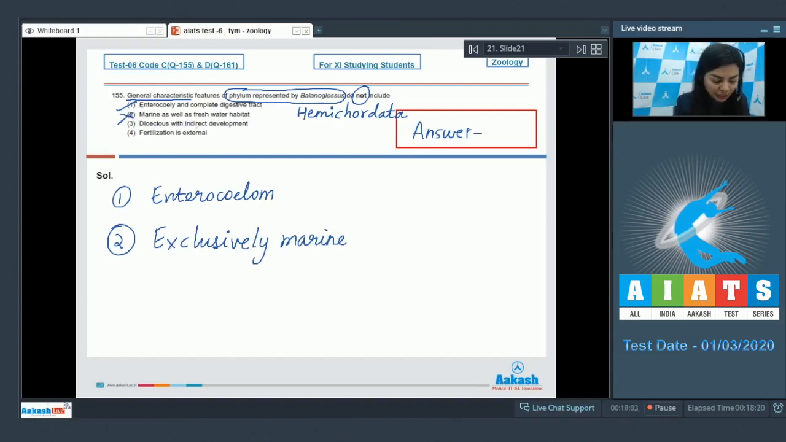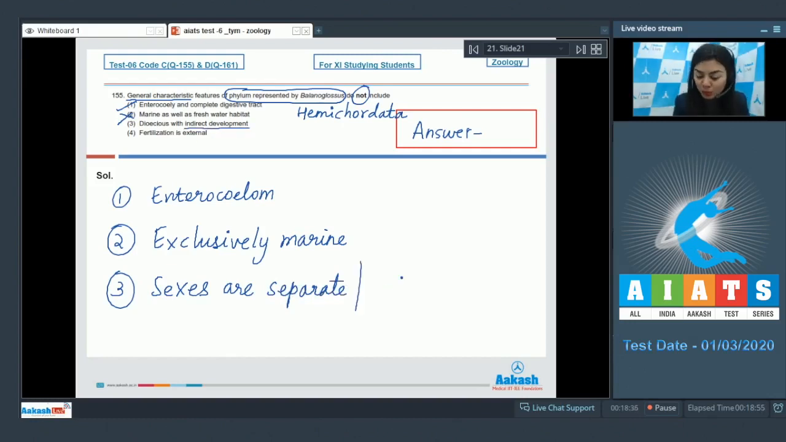Option 3, dioecious with indirect development. Yes, the sexes are separate. Thus it is a dioecious animal. And it shows indirect development through a larval stage. These larvae are free swimming and are known as Tornaria larvae. Thus the development is indirect, that is also correct. Fertilization is external. This is true. Fertilization takes place in seawater, that is outside the animal body. So this is correct. Only 2 is incorrect. My answer is option number 2.